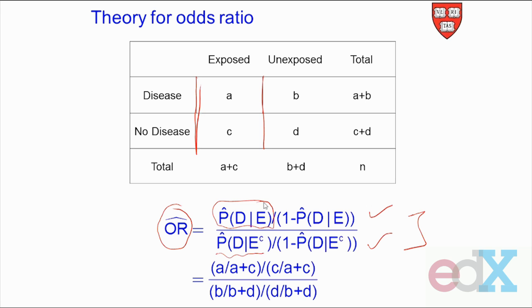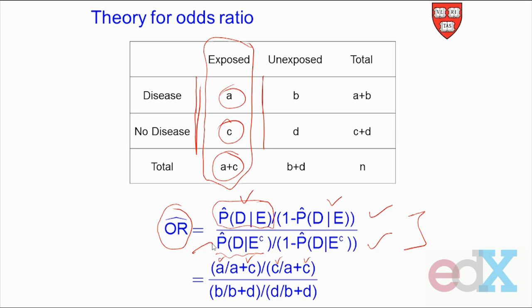Now, what about the probability of disease amongst those who are exposed? So here are the exposed. What's the probability of a disease? Well, we can estimate that by A over A plus C. So there it is, A over A plus C. How about those who are not diseased? Well, it's 1 minus that, which would be C over A plus C. So there it is, C over A plus C.